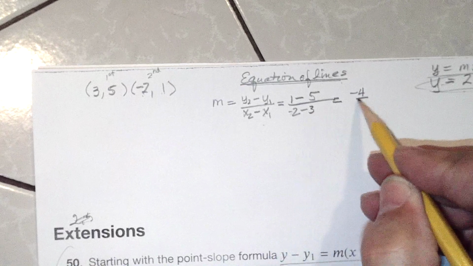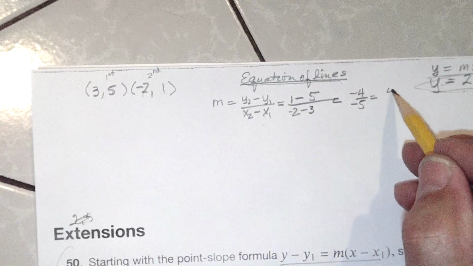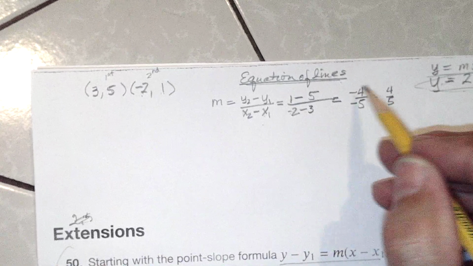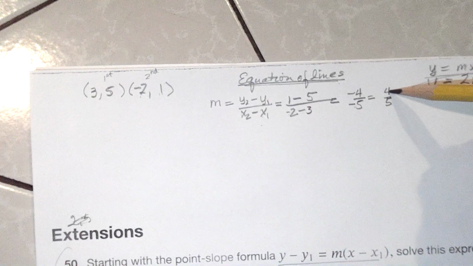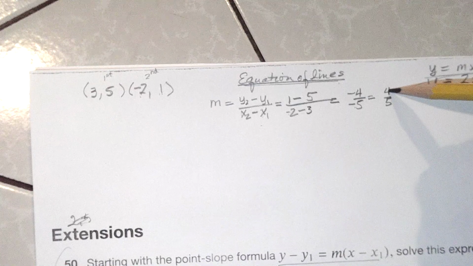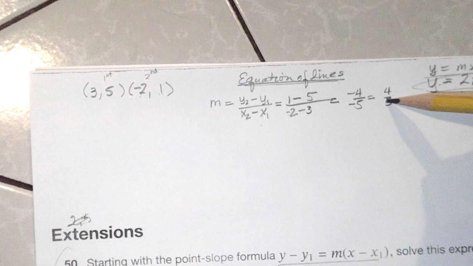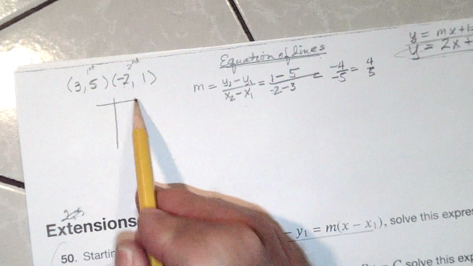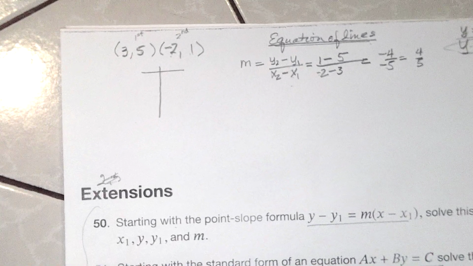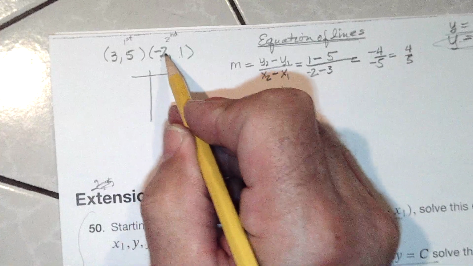Minus 2 minus 3 is minus 5, which is the same as 4 over 5, because a negative divided by a negative is positive. So the rate of change is the change in the y is 4 for every change of 5 in the x. Let's take a look at that another way that I like to do the slope, because I think it's a little easier to do.